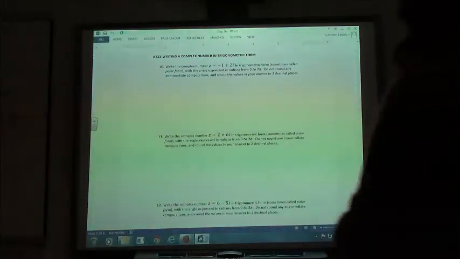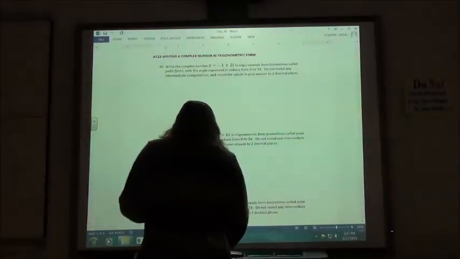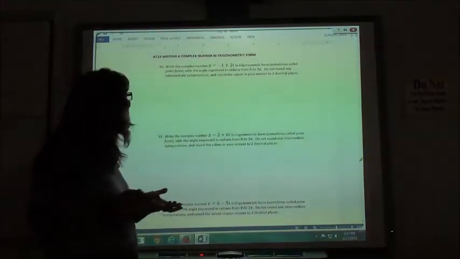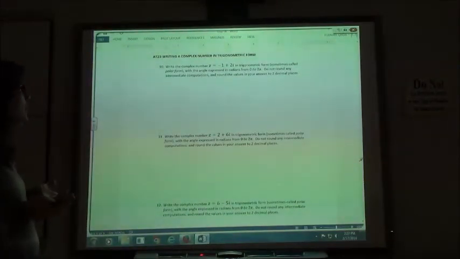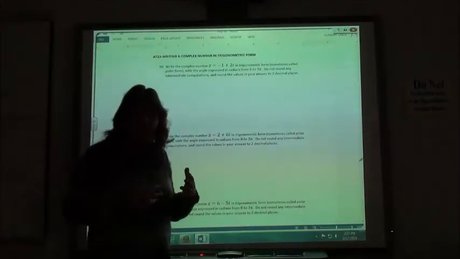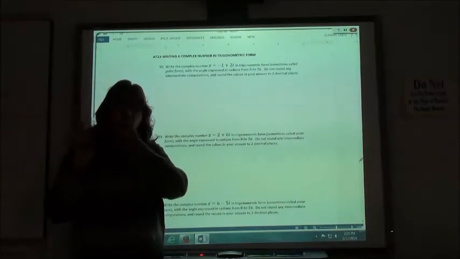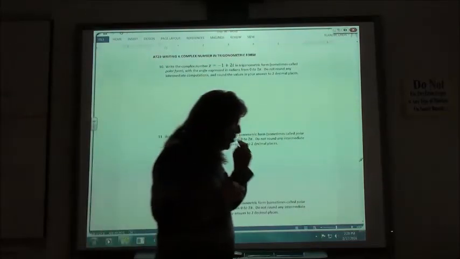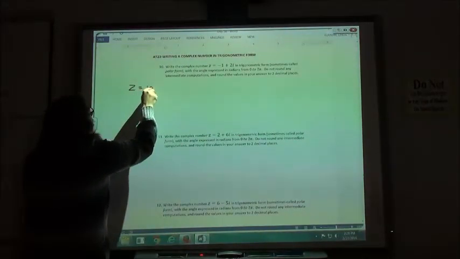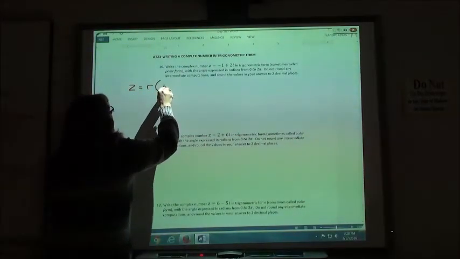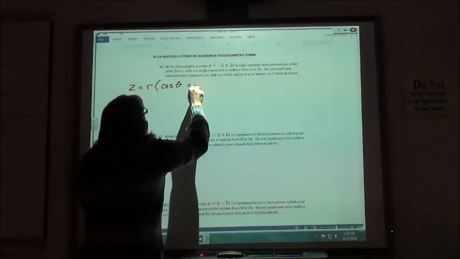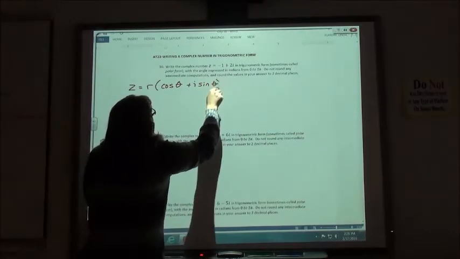Problems 10, 11, 12 want you to write a complex number like -1 plus 2i. Complex numbers have imaginary numbers. And they want you to change it into trigonometric form, or what's known as polar form. Remember on that previous one when we had polar form, we had the direction and then we had the angle. So in order to do that, z is going to equal r times the cosine of theta plus i sine of theta.